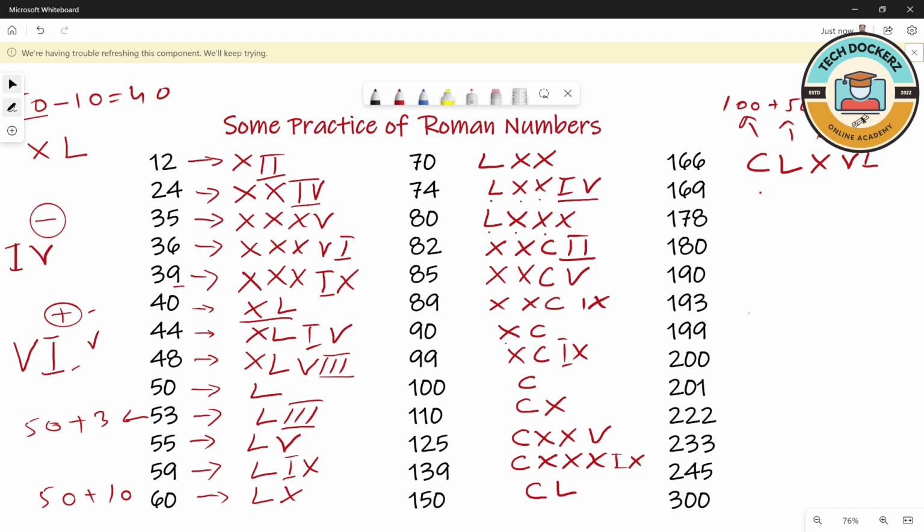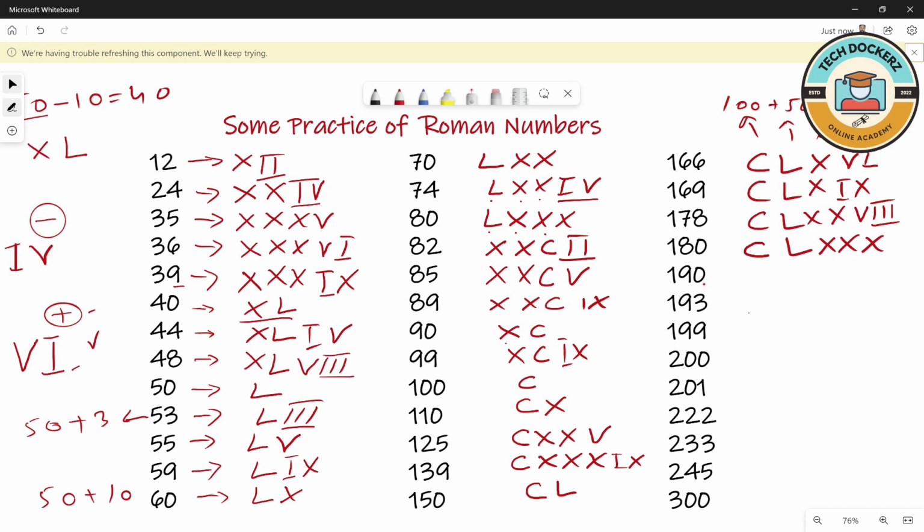How will we write 169? CLX, which is 160, and then 9. How can we write 9? IX. How will we write 178? CLXX, which is 170, and then we will write 8. All right. How can we write 180? We can write CL, which is 150, plus X 60, 70, and 80. So 180 we can write as CLXXX, 3 times X.